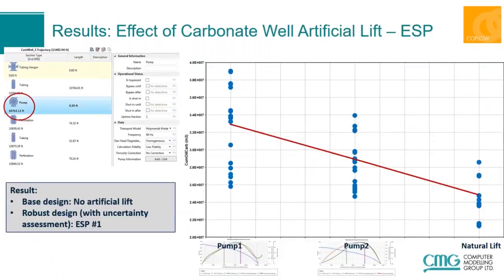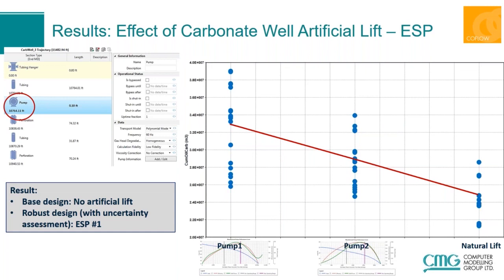The next thing we evaluated was the effect of using artificial lift. So we had a choice of two pump designs from two manufacturers. So there is pump 1 that's here, and there's pump 2 that's here. So again on the y-axis we have cumulative oil production from carbonate, and on the x-axis is the three different groupings for pump 1, pump 2, and natural lift.